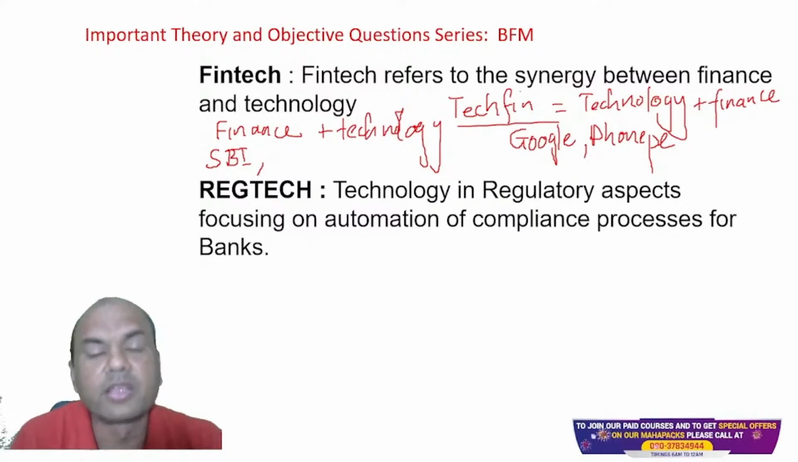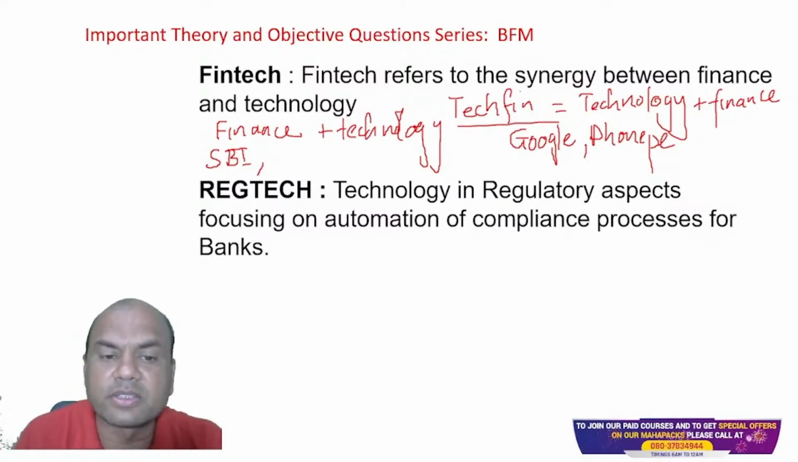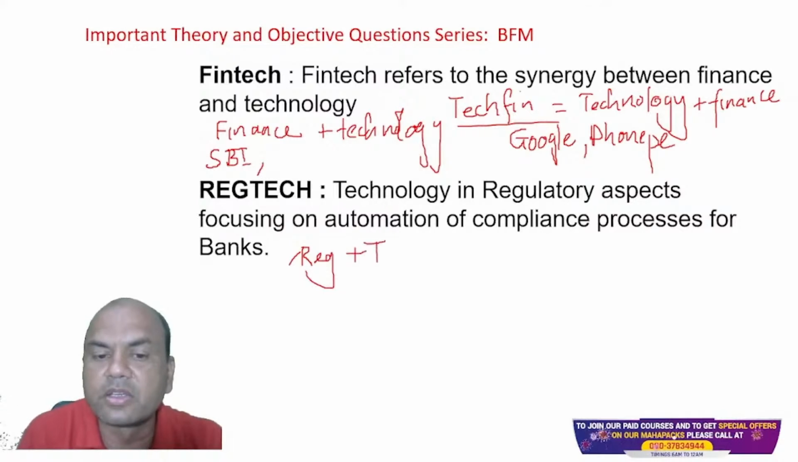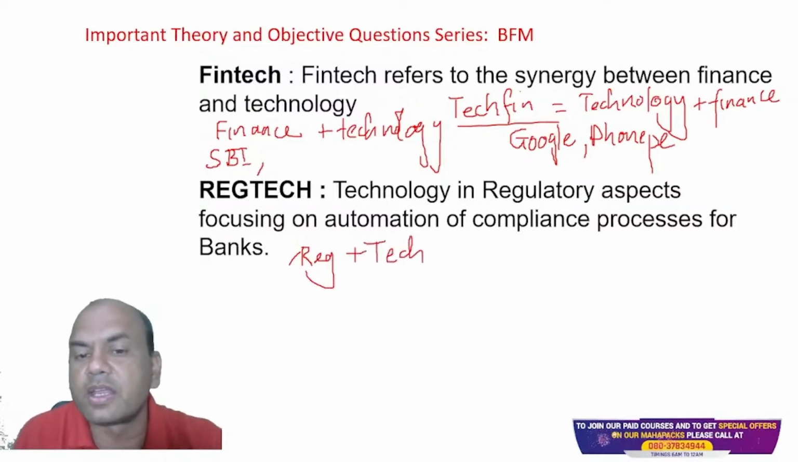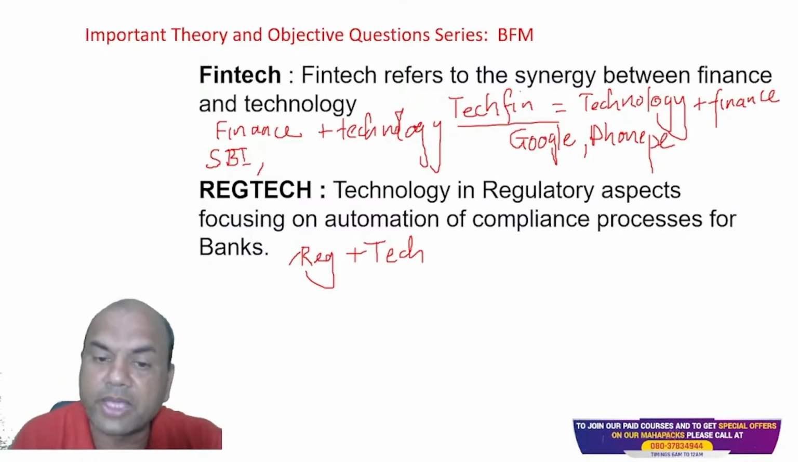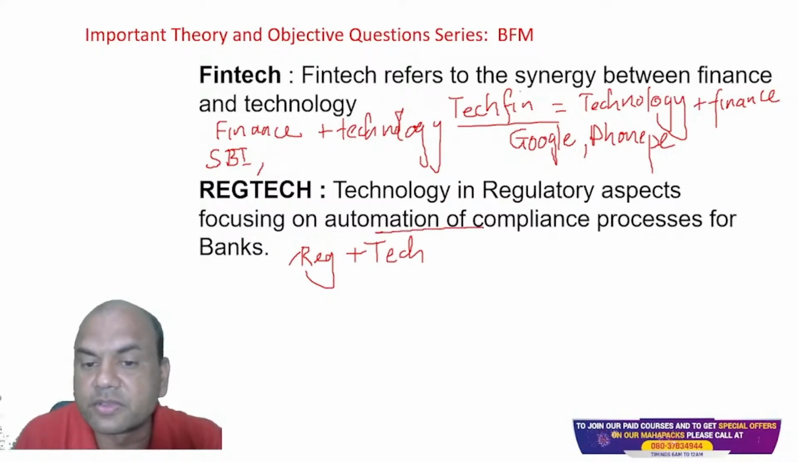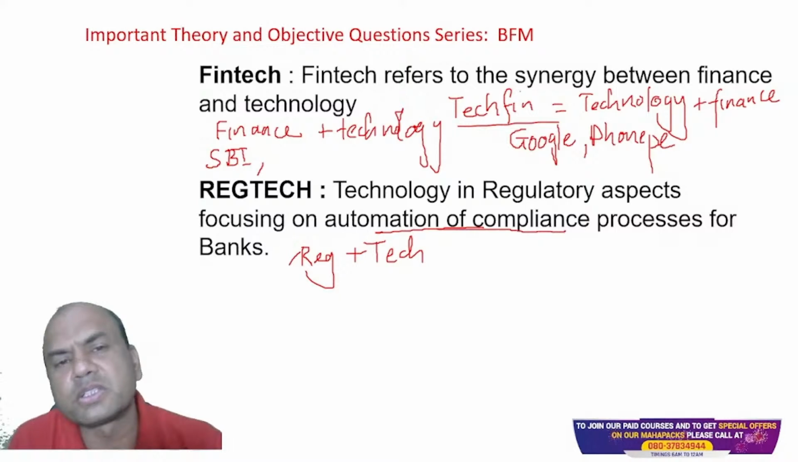Okay. Second one, regtech. Now what is this regtech? See the words, you can break it up. Reg means regulatory. Reg plus tech. So reg refers to regulatory. Technology in regulatory aspects, focusing on automation of the compliance processes for the banks. So automation of the compliance. What do you mean by automation of the compliance?